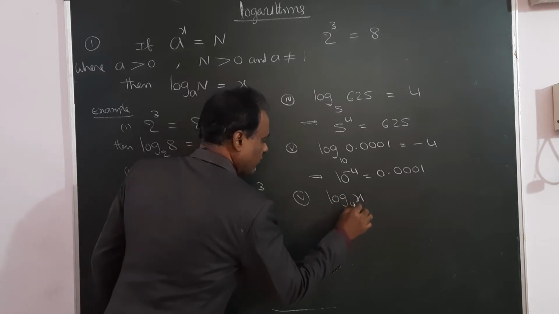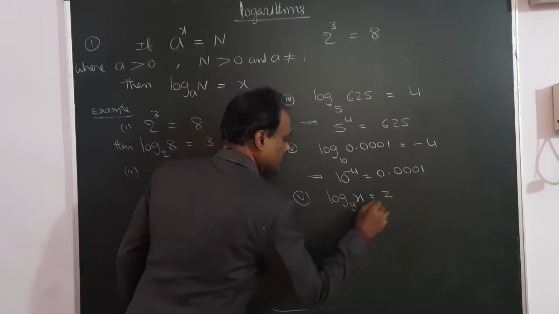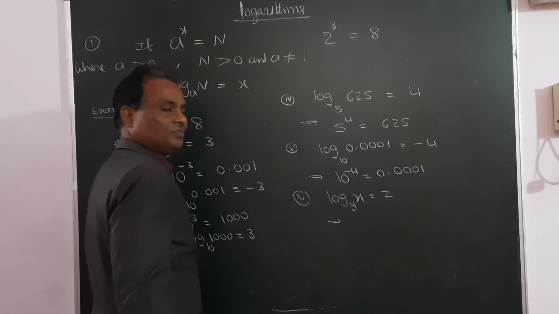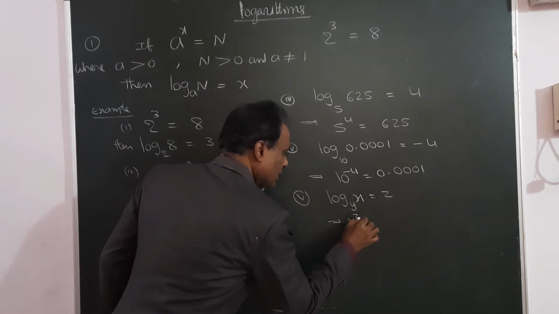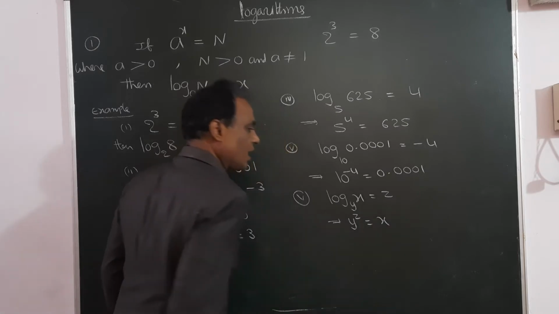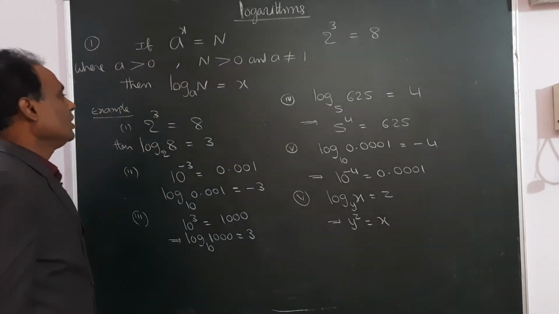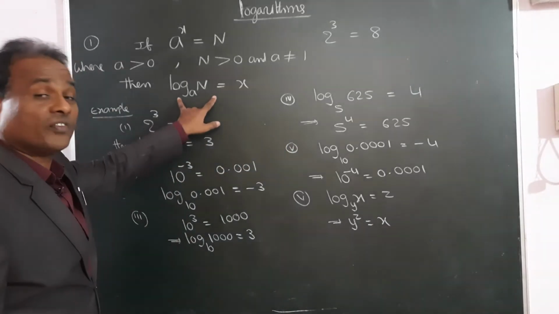Log x to base y is equal to z. Remove the logarithm: y power z is equal to x. Now it is very clear. So we understood the definition of a logarithm.